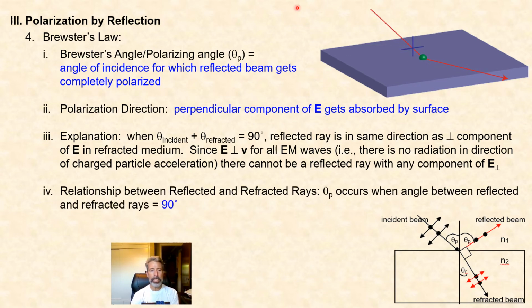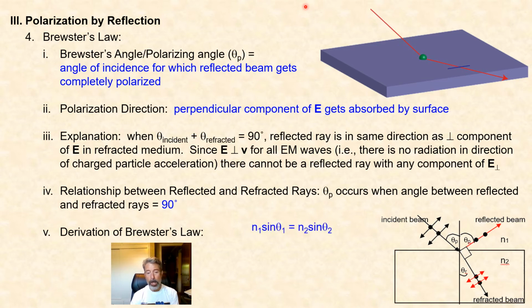So the relationship between the reflected and refracted rays, as I showed you: theta p, the polarizing angle, Brewster's angle, occurs when the angle between the reflected and refracted rays is 90 degrees, right here. We can then figure out, using a little bit of geometry or trigonometry, what that angle is. Brewster's law is really nothing more than Snell's law applied to this special situation. If the unpolarized beam is in an incident medium with refractive index n1, and the transmitted medium has index of refraction n2, we see here Snell's law.